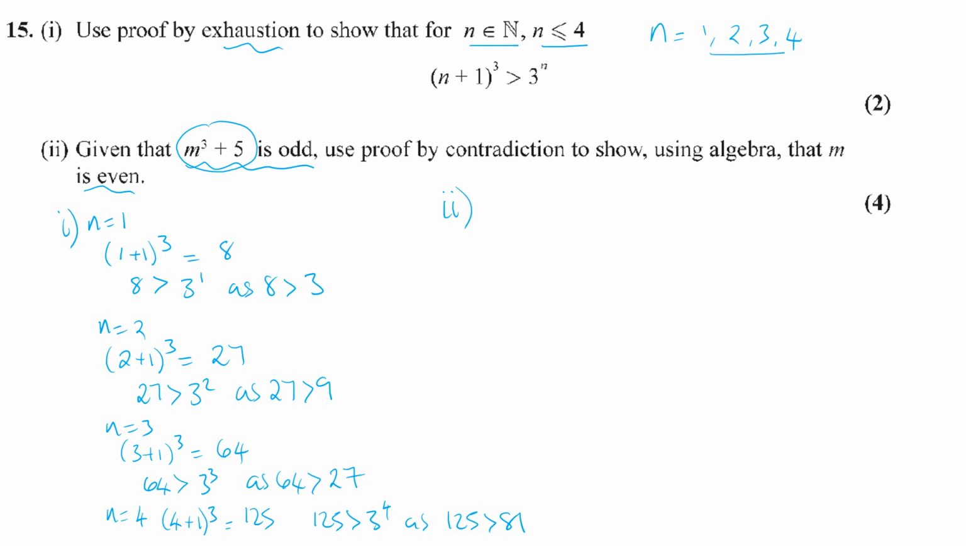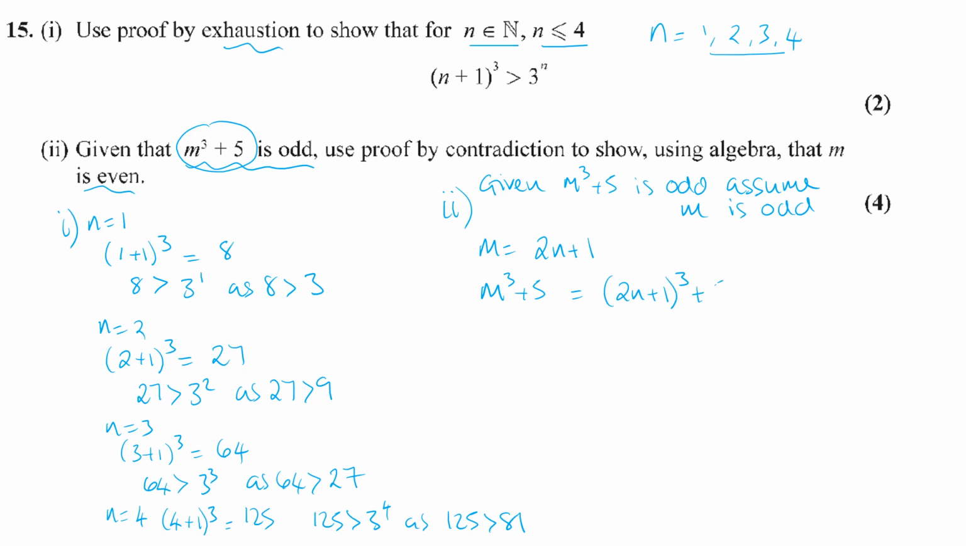So our contradiction is going to be, given what we can't change, m cubed plus 5 is odd, assume m is odd. Now we just need to put m is an odd number into this expression and show that we get an even, so then we've contradicted ourselves. So if m needs to be odd, we can let m equal 2n plus 1. So then m cubed plus 5 will equal 2n plus 1 all cubed plus 5.